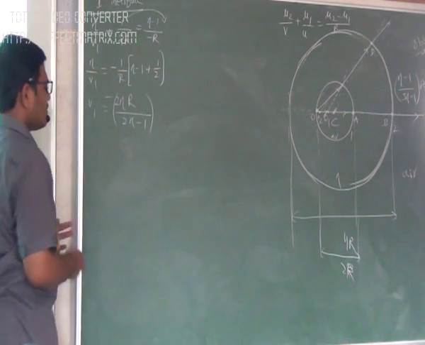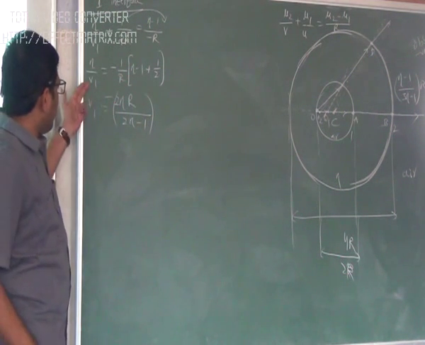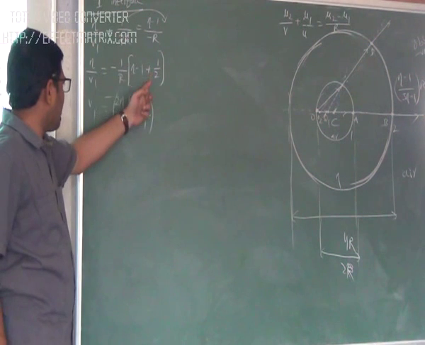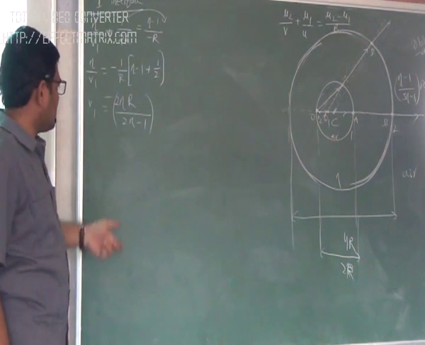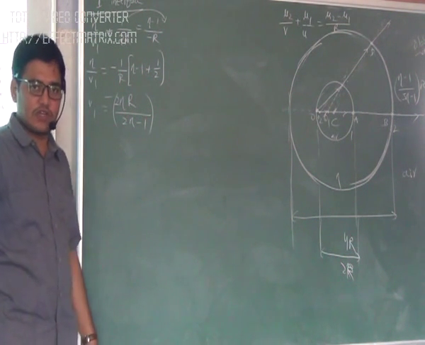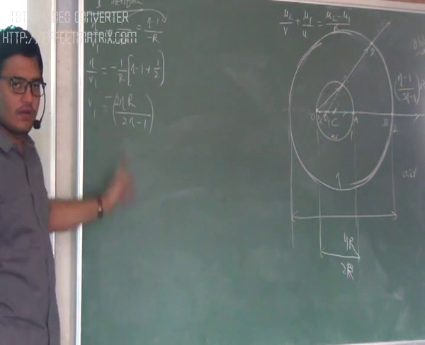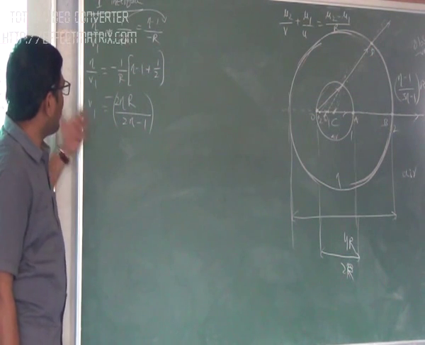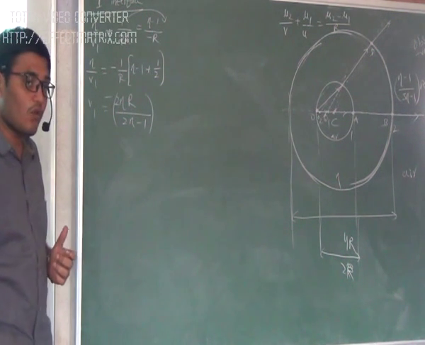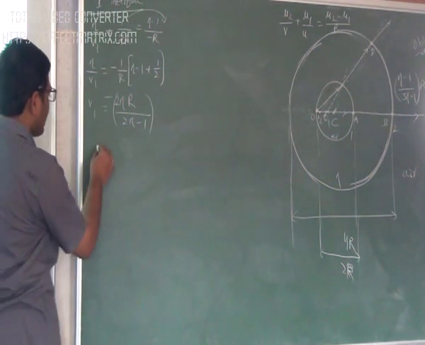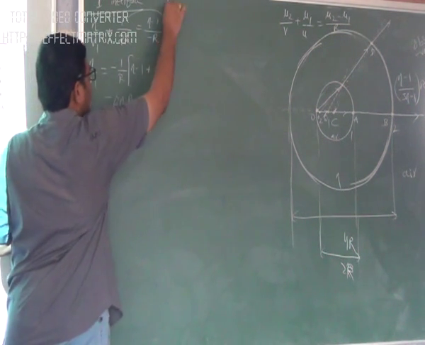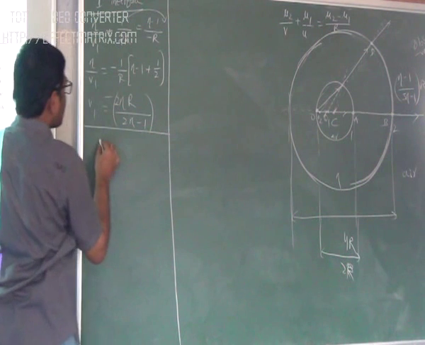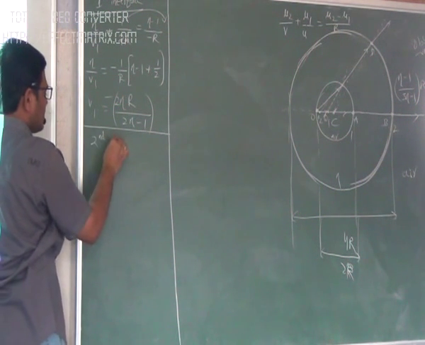You got it or not? I solve this and make V1 the subject. Any doubt in this? It is simple mathematics. This is V1. Now we are supposed to calculate what? The second interface. At the second interface, what is going to happen? Let us see first.